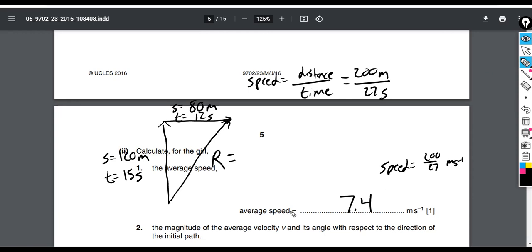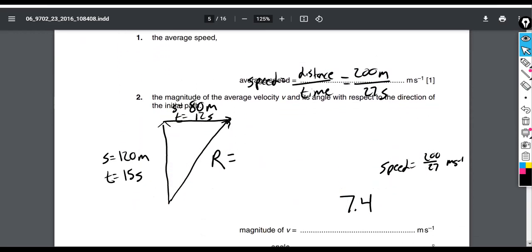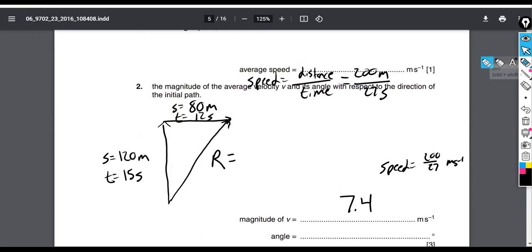The question goes on. You can read down here to say, calculate for the girl the magnitude of the average velocity v and its angle with respect to the direction of the initial path. All right. Let me get rid of this speed calculation. It's still up there if you need it. In fact, it kind of belongs up there, right?